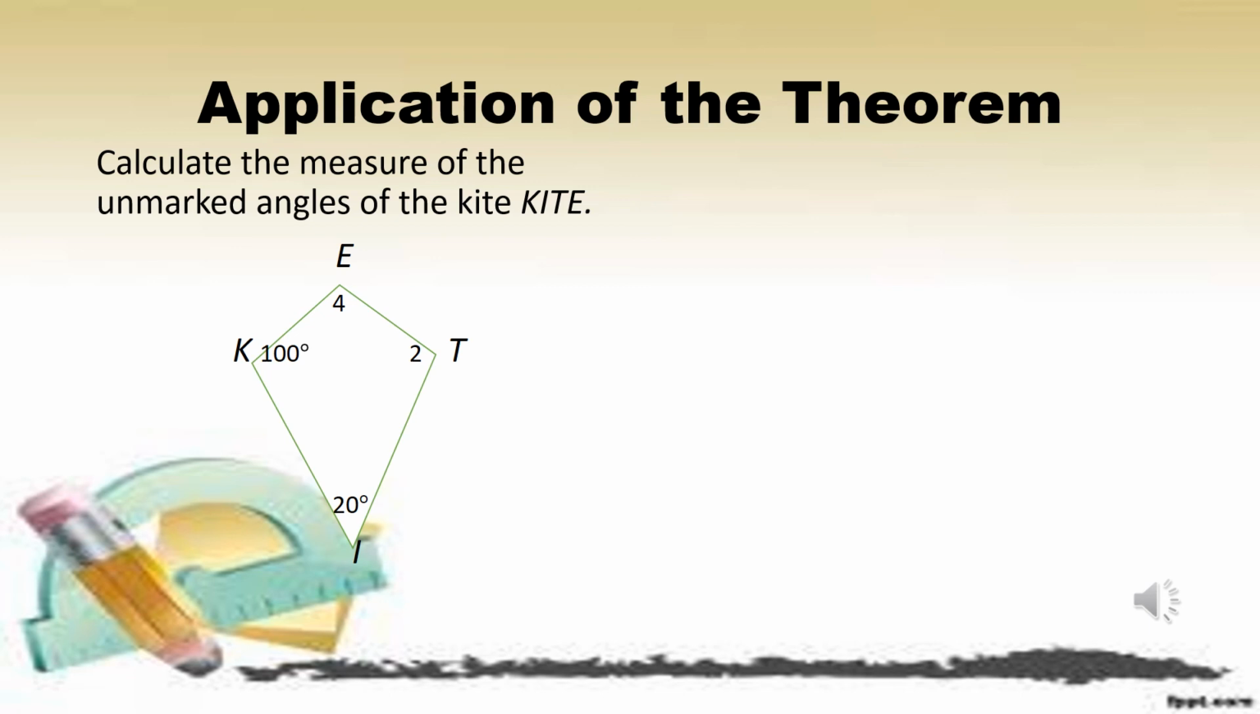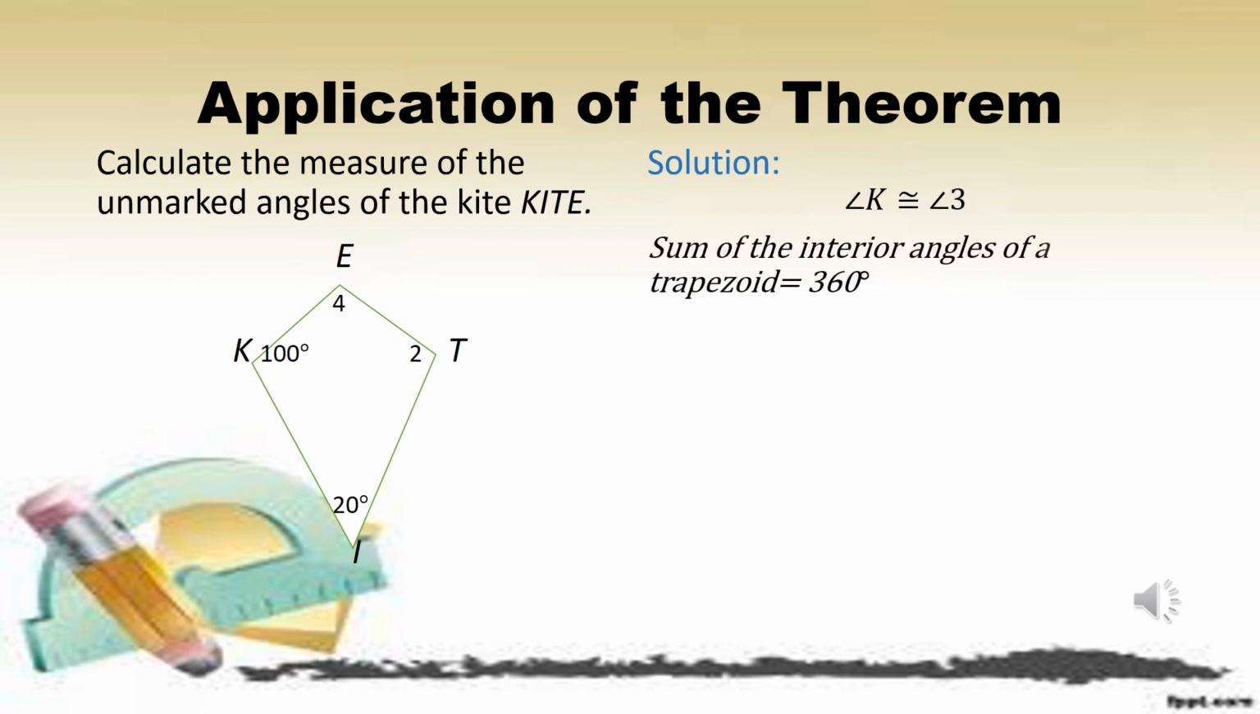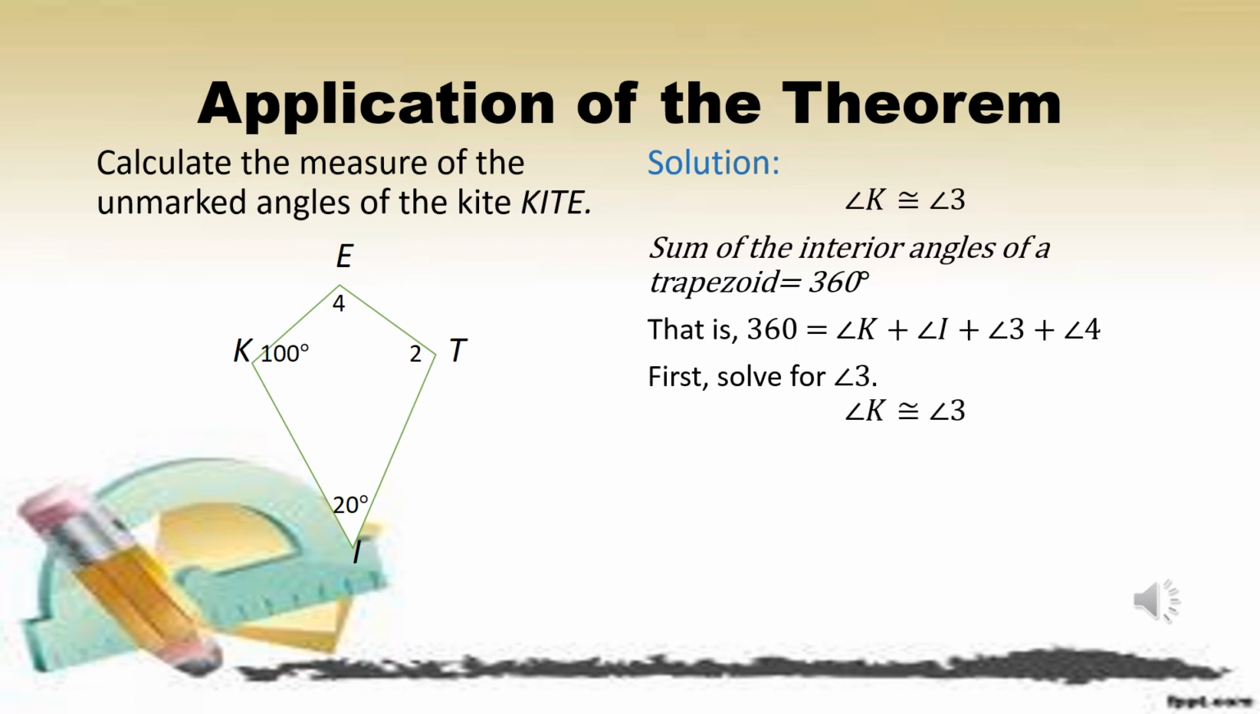So, the solution. Angle K is congruent to angle 3, and that is from the property of the theorem proven a while ago. Let us remember that the sum of the interior angles of a quadrilateral is 360 degrees. That is, 360 is equal to angle K plus angle I plus angle 3 plus angle 4. First, let us solve for angle 3. We have said that angle K is congruent to angle 3. So, angle 3 is also 100 degrees.